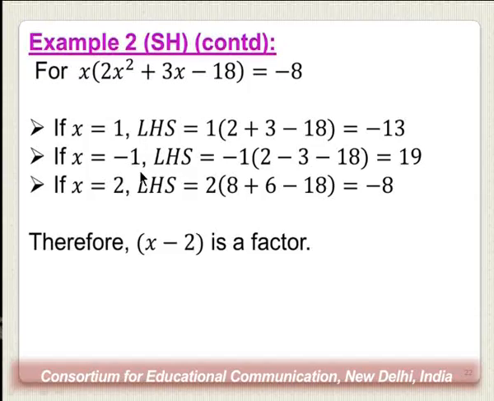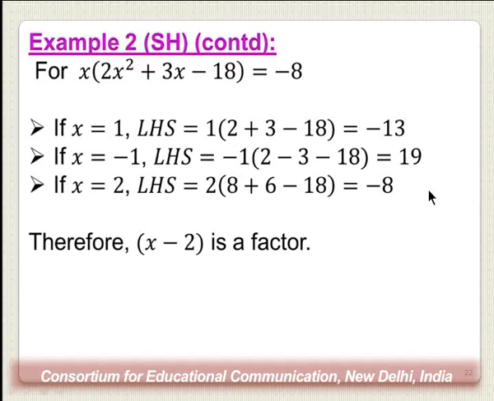So if you notice here, substituting 1 or minus 1 does not help, because that gives us a minus 13 or a 19 on the left hand side, which is not the same as minus 8. However, if x is equal to 2, then the left hand side becomes 2 times (2 times x squared, which is then 8, plus 3 times x, which is 6, minus 18). And then in the brackets we have 14 minus 18, which is minus 4, and minus 4 times the number 2 outside the brackets will give us minus 8.